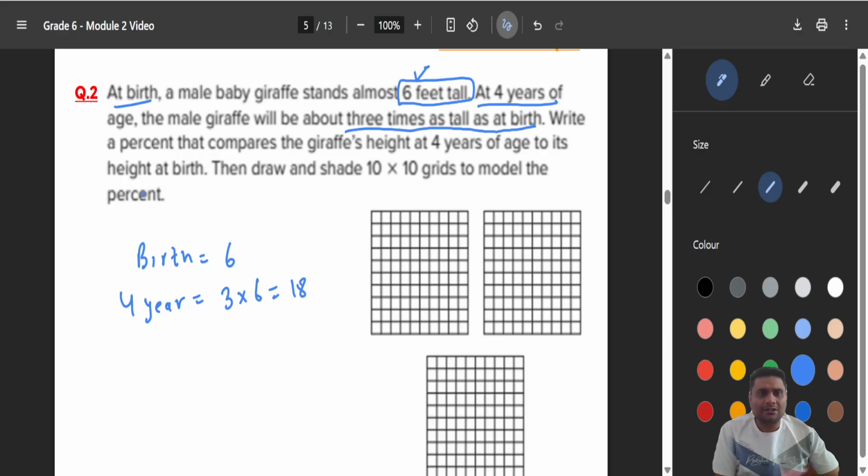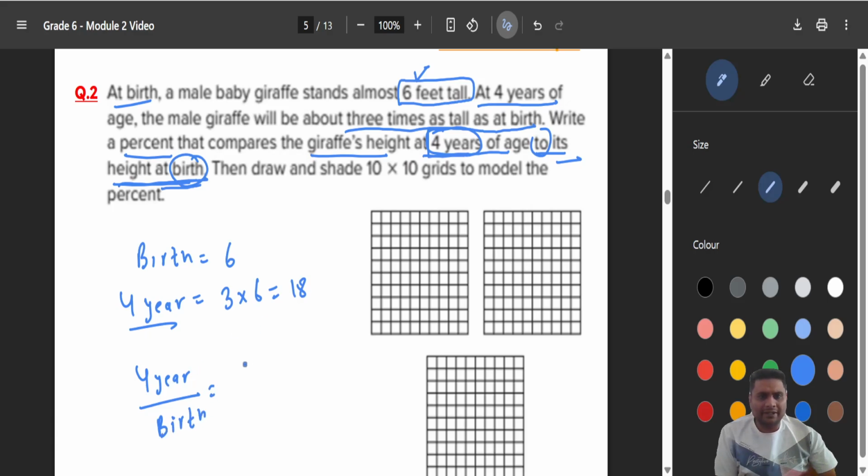So he said, write a percent that compares the giraffe height at 4-year age to its height at birth. So remember, we have to compare what? 4-year to the height at birth. Whatever comes first will go up. So 4-year will go up. And whatever comes second, after the 'to', the height at birth, will come down.